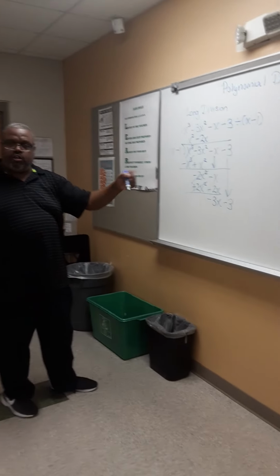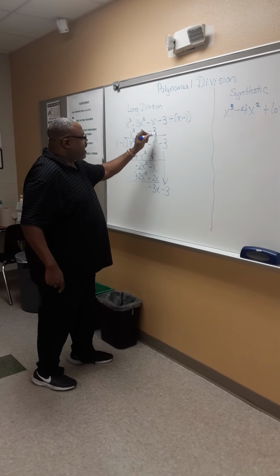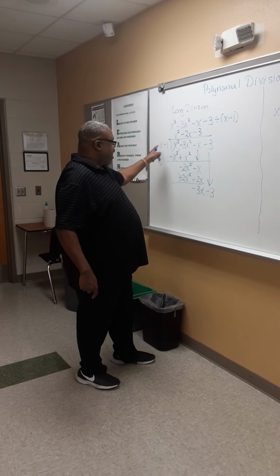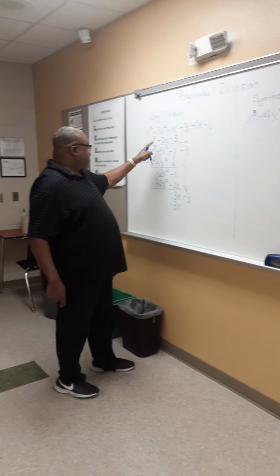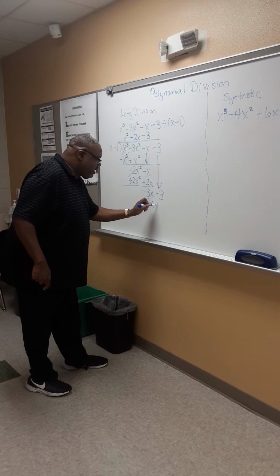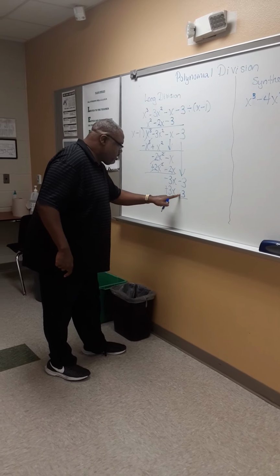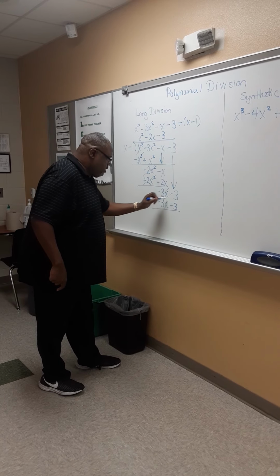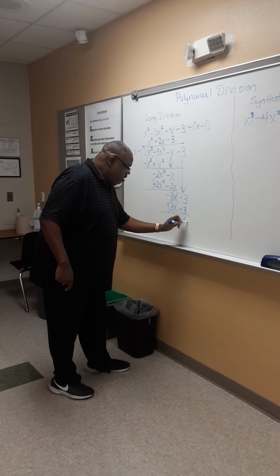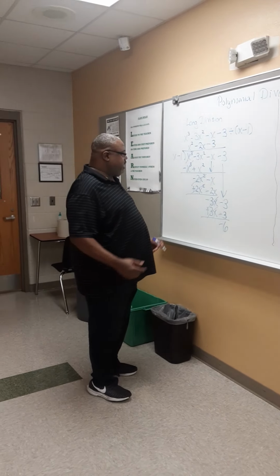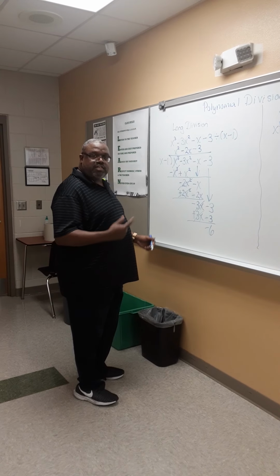And so we do the process all over again. X divides negative 3x, negative 3 times. Negative 3 times x is negative 3x. And negative 3 times negative 1 is a positive 3. Okay, so we change the signs, and we subtract, change the sign. So the 3x cancels out, and I got negative 3 minus 3. I got a negative 6. And the process stops. So this means that this negative 6 is my remainder.